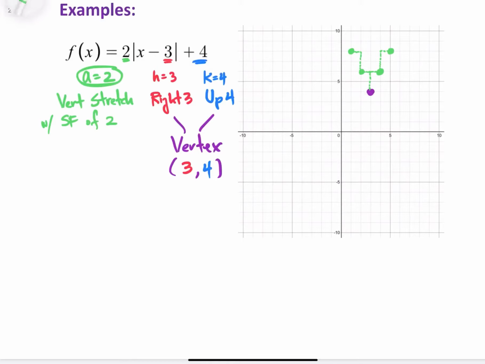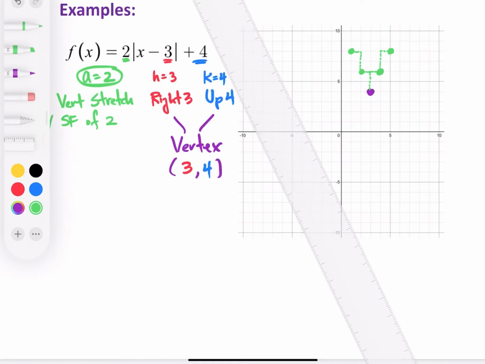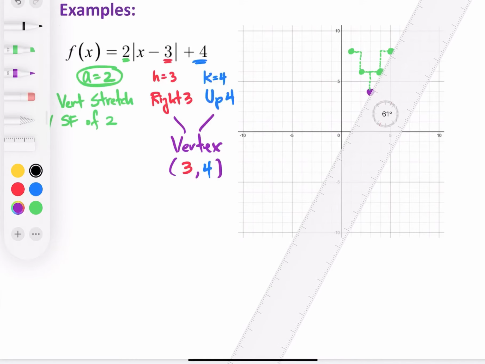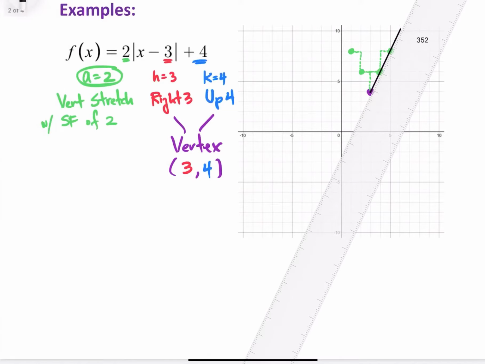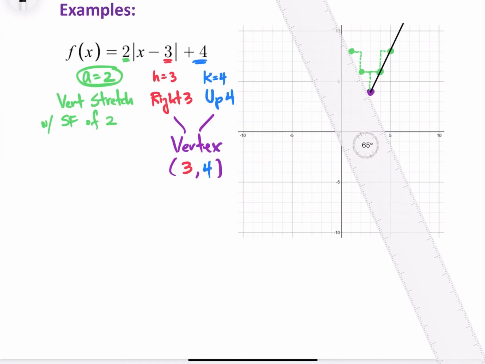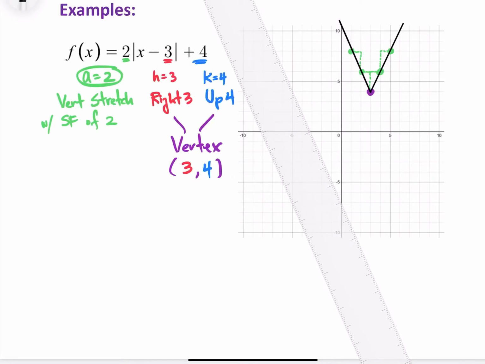So now that I have this V shape, I can pull out my straight edge and draw our graph here. I'm going to start from my vertex and connect these dots, and do the same thing on the other side. We're just going to connect these points, and this is what our absolute value function looks like. All right, so there's our graph for the first one.